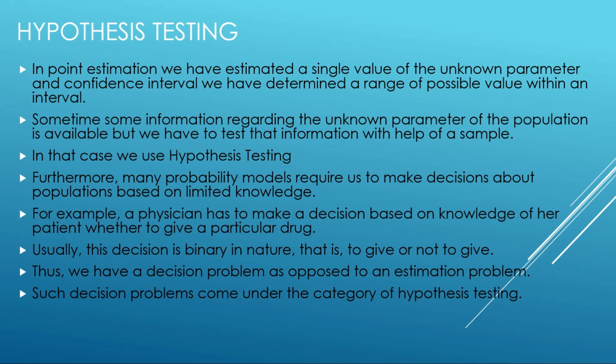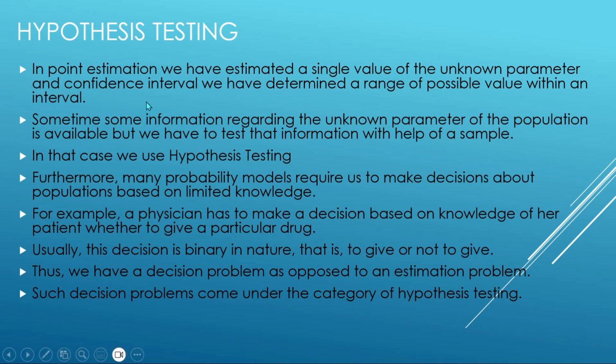Furthermore, many probability models require us to make decisions about populations based on limited knowledge. So we have to make decisions sometimes based on those probability models, and the knowledge is very limited. For example, a physician has to make a decision based on knowledge of her patient whether to give a particular drug. Usually this decision is binary in nature, that is, to give the drug or not to give the drug. Thus we have a decision problem as opposed to an estimation problem. Here we are making a decision rather than estimating. Such decision problems come under the category of hypothesis testing.